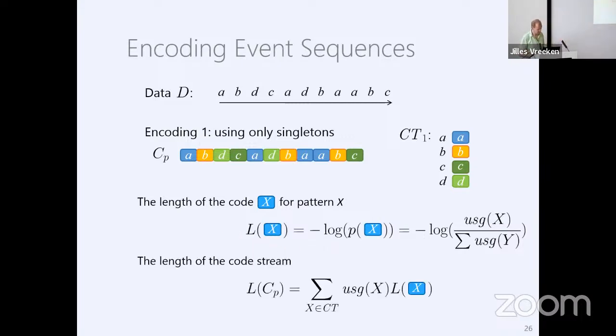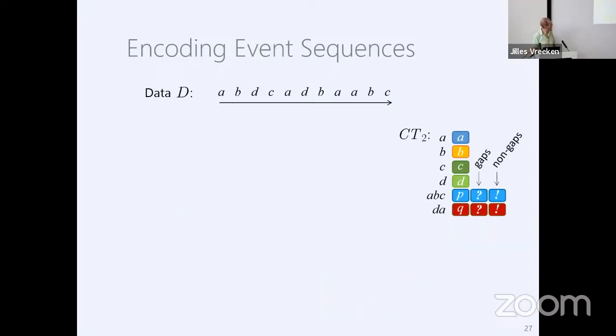Okay, great. Now that means that the length of the entire CP thing is just the sum of each of these individual codes, right? Which we can simplify as just the sum over each code word, length of the code word times how often we use it. Easy peasy. Okay, let's ramp it up.